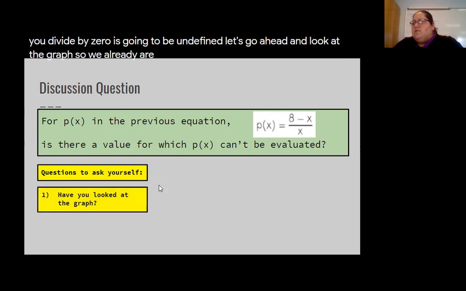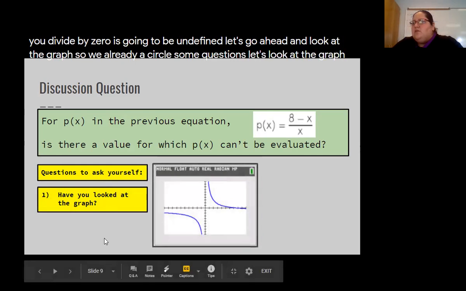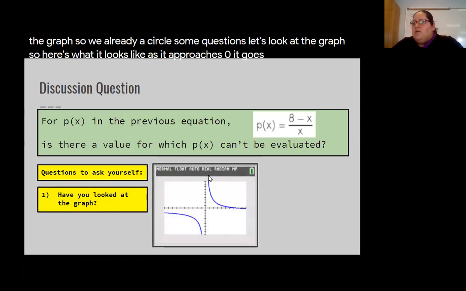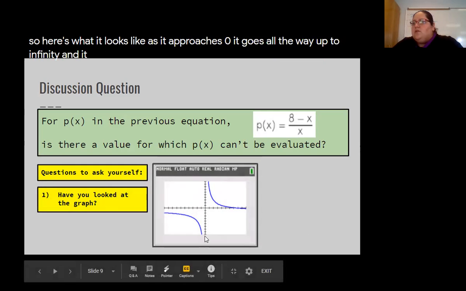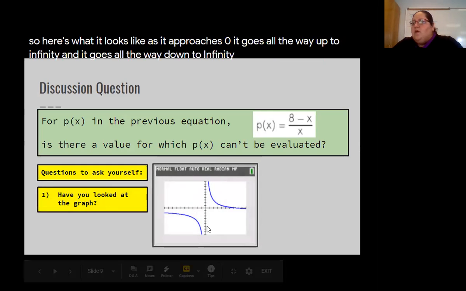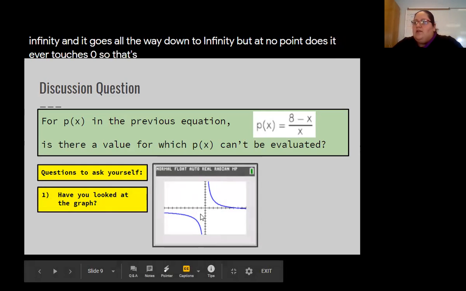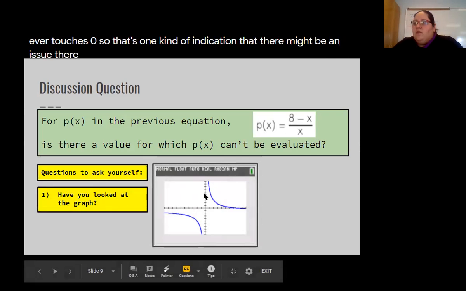So we already asked ourselves some questions, so let's look at the graph. So here's what it looks like. As it approaches 0, it goes all the way up to infinity, and it goes all the way down to infinity. But at no point does it ever touch 0. So that's one kind of indication that there might be an issue there.